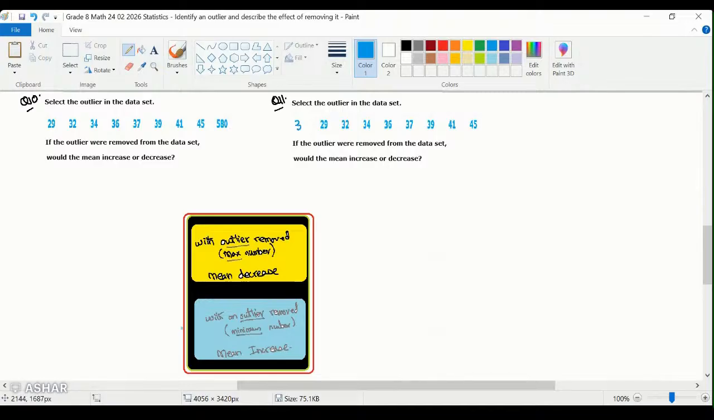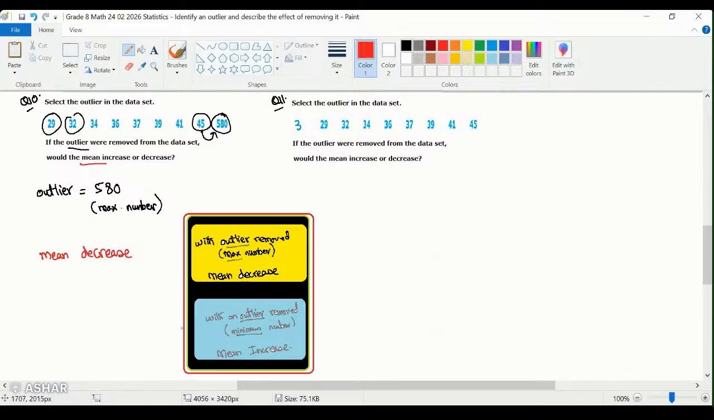we can see the difference between these two largest numbers. It's a huge difference over here. That means we can say the outlier was 580. That was the maximum number. Agreed? And I just told you it's a reverse process. When the outlier is maximum, the mean would decrease.